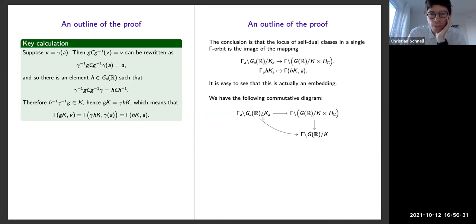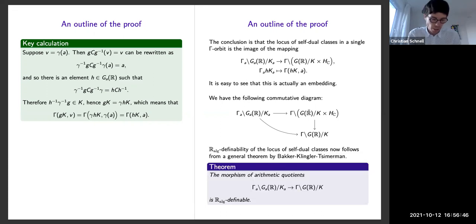Okay, so in fact, you have this diagram here. You have this big arithmetic quotient that you care about, and the smaller arithmetic quotient here for the subgroup, and it's the smaller arithmetic quotient that gives us our set. And so then the way we get definability is just by another general theorem. This is again in this paper by Bakker, Klingler, Zimmerman.